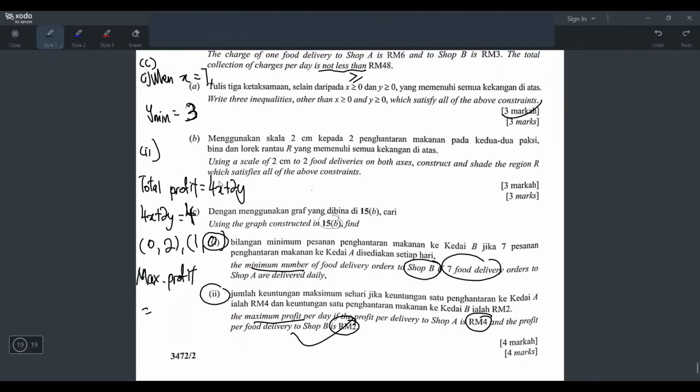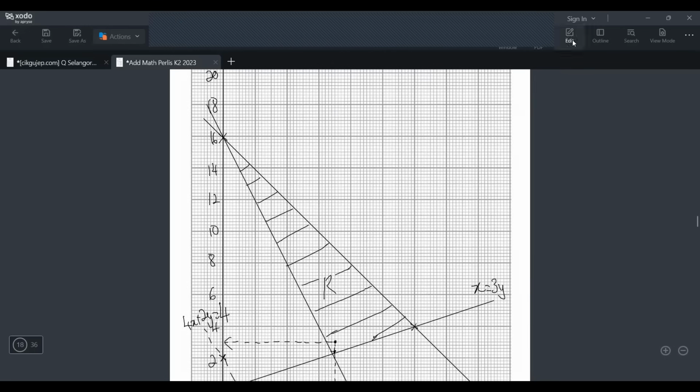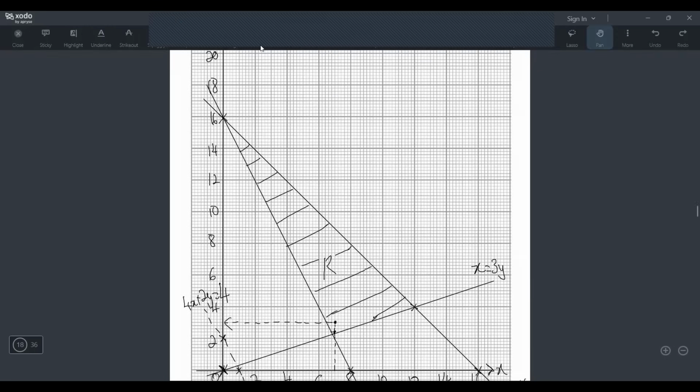So for maximum profit, the formula is 4x plus 2y, right? But the x and y I have to substitute with a coordinate at a corner. It has to be one of the corners. What is a corner? A corner means the corner of the shaded region. If you look at this shaded region, there are 3 corners. 1, 2, 3. And the answer will be one of these. One of these corners will be the xy coordinate. But which one? There are 3. That's why you have to do the sliding.